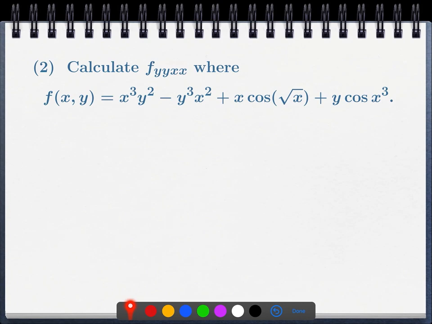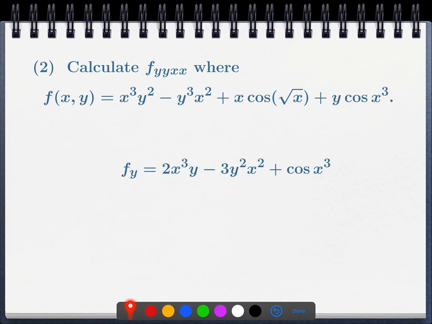So first we want to do the derivative with respect to y. So I get 2y for this, so 2y times x cubed. This will give me a 3y squared, so I'm going to get the minus 3y squared times x squared. This is just going to be 0 because this is a constant with respect to y. And then here, this is a constant times y, so when I take the derivative, the y becomes 1. We just have cosine of x cubed.